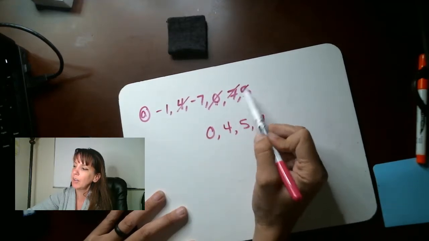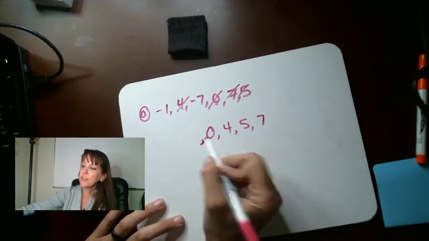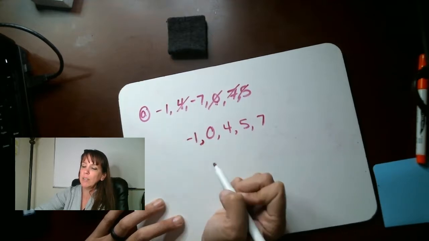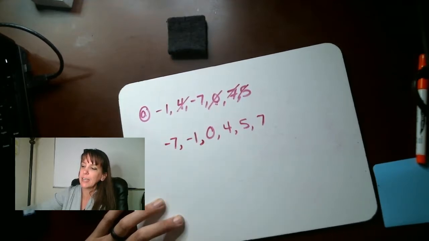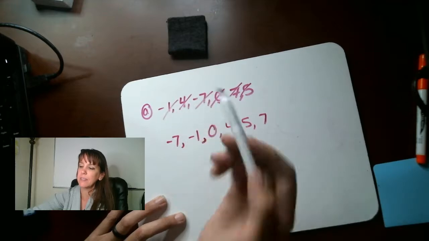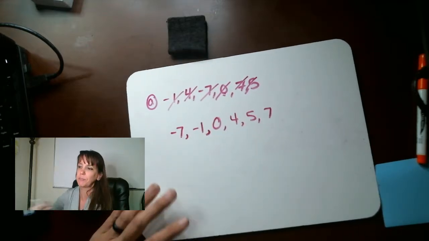Now on the other side of that, we have -1, and then we have -7. Those are the correct order for that.